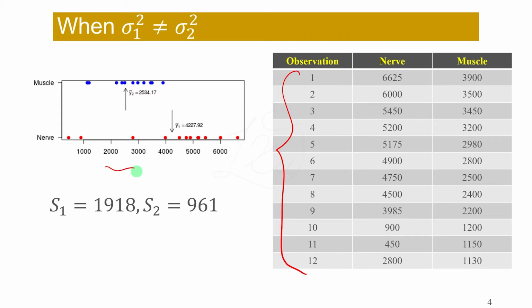From the dot plot here, we can clearly see that the spread for the red dot here is clearly larger than that of the blue dot here. Calculating the sample standard deviation, we can see that the nerve tissue fluorescence level sample standard deviation is more than twice that of the muscle tissue. Thus, we cannot assume the population variance for the nerve and muscle tissue fluorescence levels are the same. So in the example, sigma 1 squared does not equal sigma 2 squared.